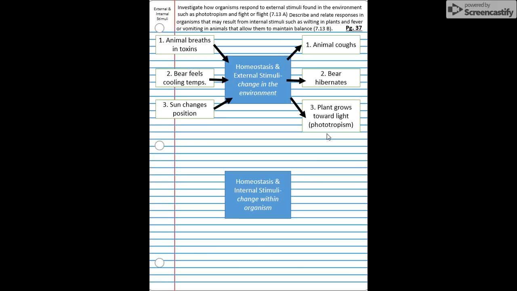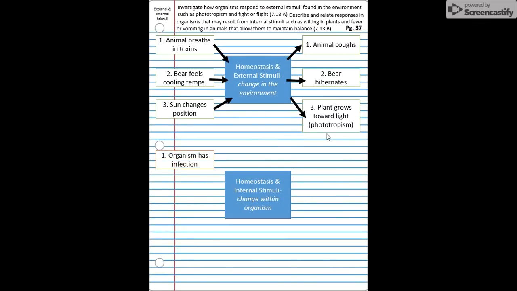Next, I need you to draw another box very similar to the top box, but the difference is this time it says homeostasis and internal stimuli. So if external was on the outside, internal means it's on the inside. The prefix in means on the inside. All right, this time you're going to write down change within organism. So this is a change not in the environment, not on the outside, not on the exterior, not on something's external side. This time it's on the inside, within.